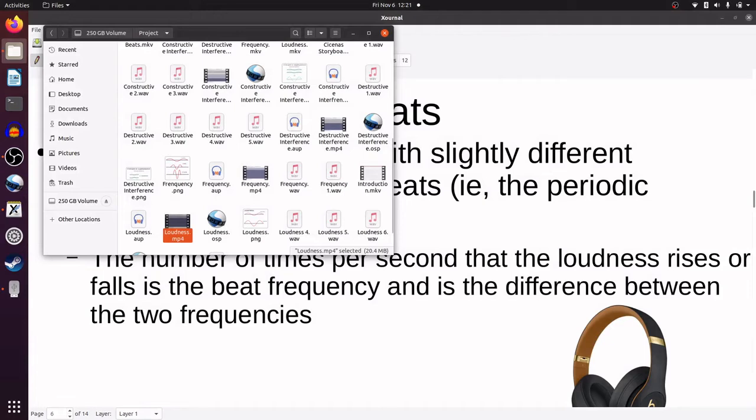Okay. And so that's loudness. So the larger your amplitude, the louder you are. For frequency, I made another video as well.